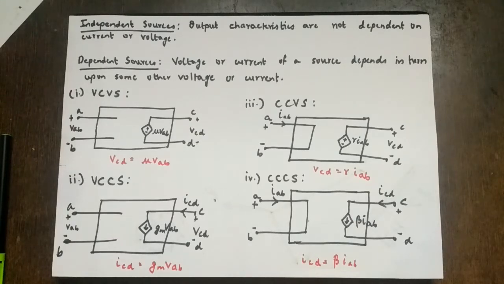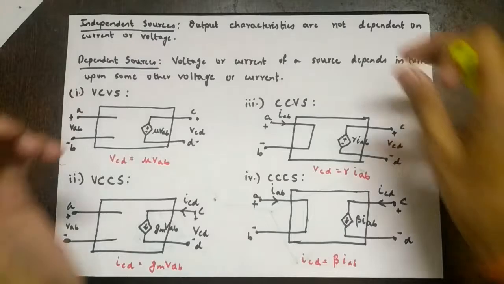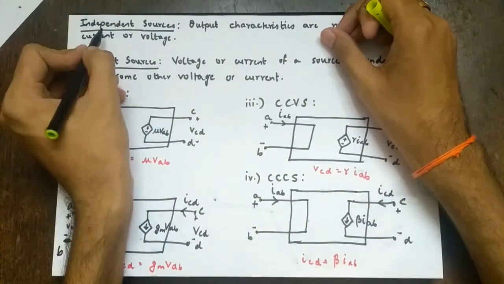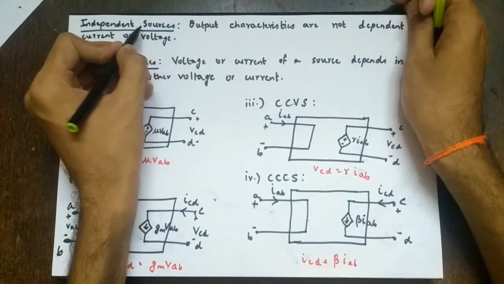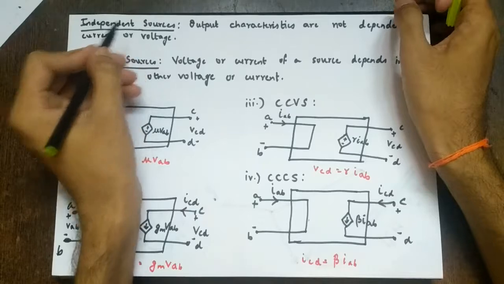Good morning. So we'll start with the actual syllabus of network theory. The new thing which you will learn here in the first module is dependent sources. First we'll see what is studied in BEE. They were called independent sources. Why? Because output characteristics are not dependent on current or voltage in an independent source.